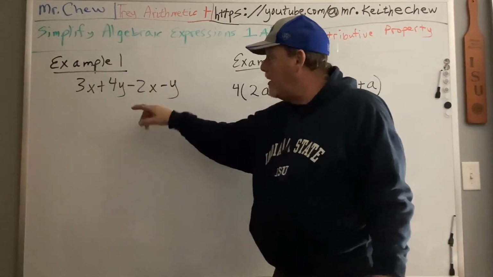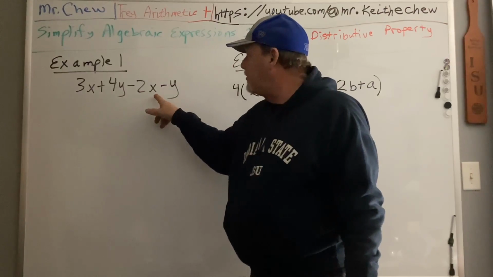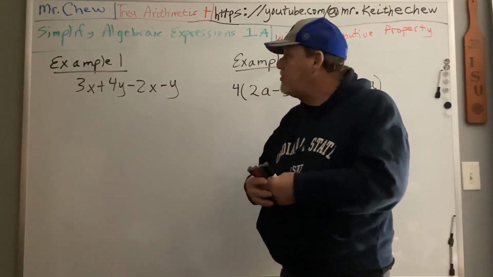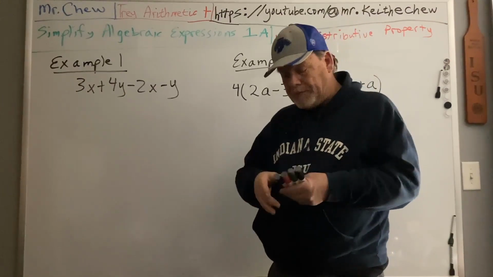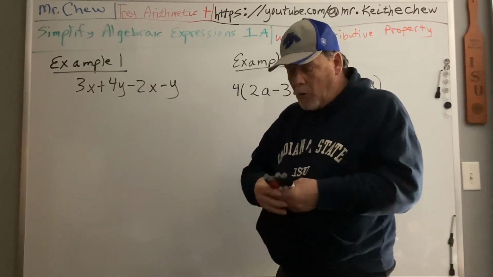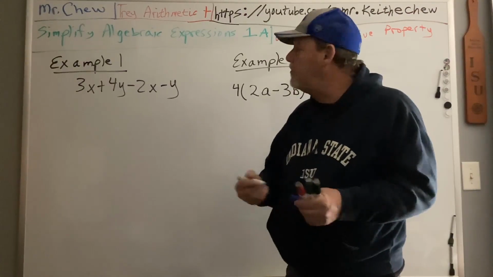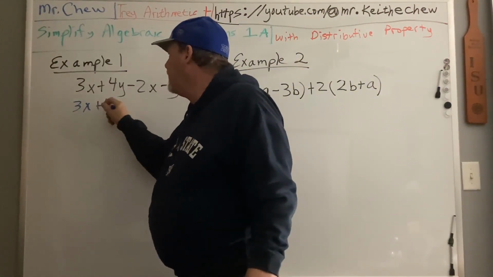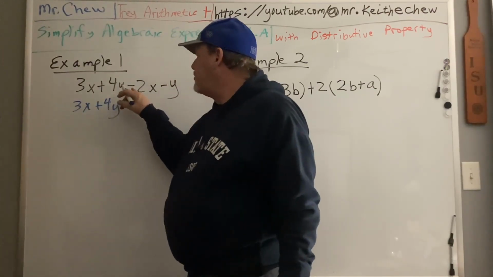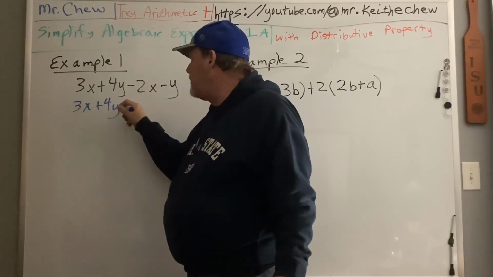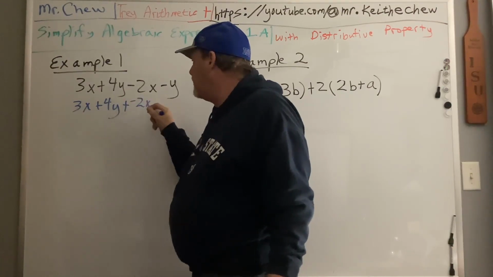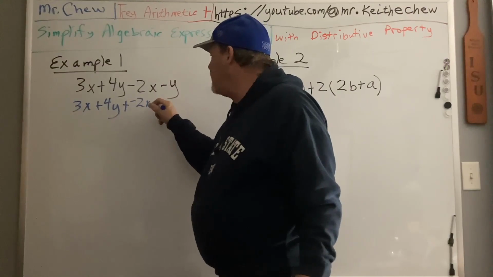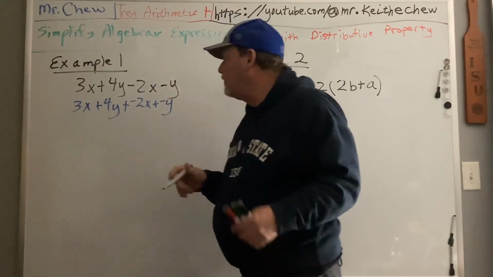So in example 1, we have 3x plus 4y minus 2x minus y. We need to change the subtraction to plus the opposite. It's what I would always teach my students to do whenever I was teaching middle school. I would teach them that minus 2x really means plus negative 2x. It just keeps them from making a mistake. The minus y means plus negative y.